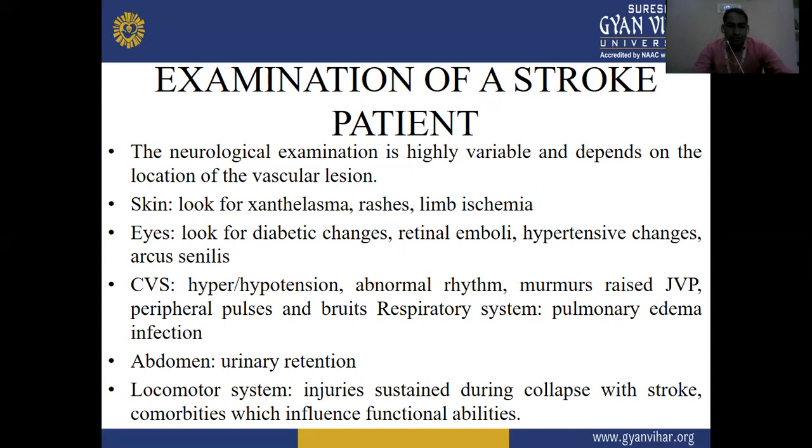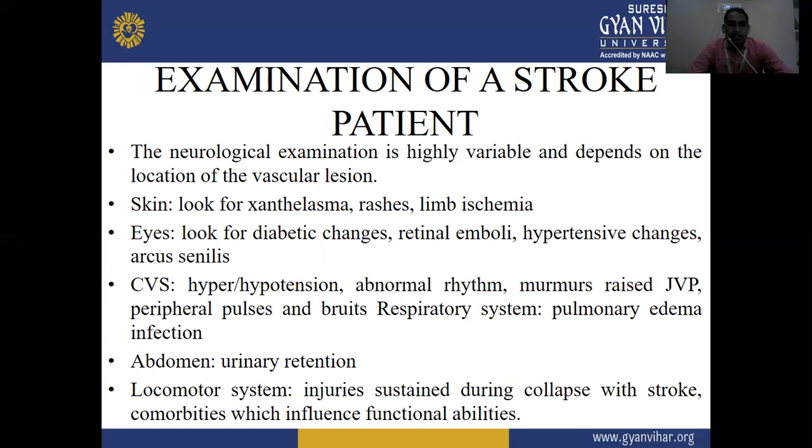Next one is CVS, the cardiovascular system: hyper and hypotension, abnormal rhythm, murmurs, raised JVP, peripheral pulses, and respiratory system findings such as pulmonary edema and infections. A murmur is the sound of blood flowing through the heart, due to anything from healthy heart acceleration during exercise to a diseased heart with abnormalities. And JVP means jugular venous pulse.